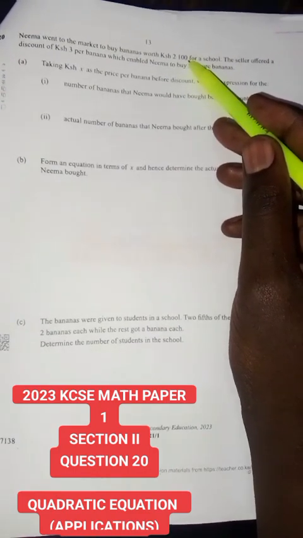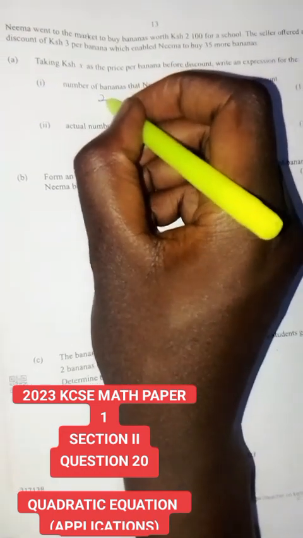Now this topic is called application of quadratics. This is form 3 and basically a little bit is introduced in form 2. So how do you express that? The main thing, one, we have this amount 2,100. So if I want to buy bananas and the price is unknown, the number of bananas that Nema is going to buy before the discount automatically becomes the amount she has divided by the amount per banana. So this one is the expression.